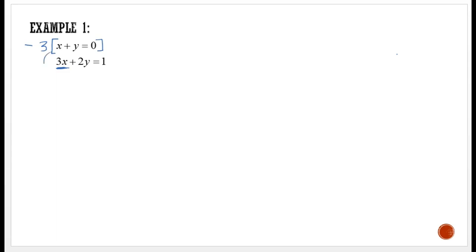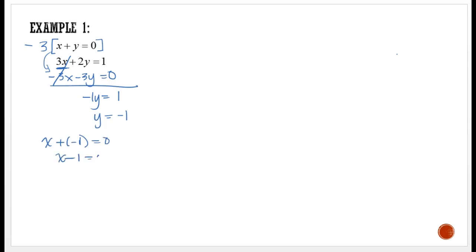When I do that, I'm going to end up with -3x minus 3y equals 0. That goes to 0. 2y minus 3y is -1y, sorry, equals 1. So if I solve, y is equal to -1. Now I take the original equation and plug in what I got for y and solve it. Well, if x minus 1 is 0, that means x is positive 1. So it looks like my solution is (1, -1).